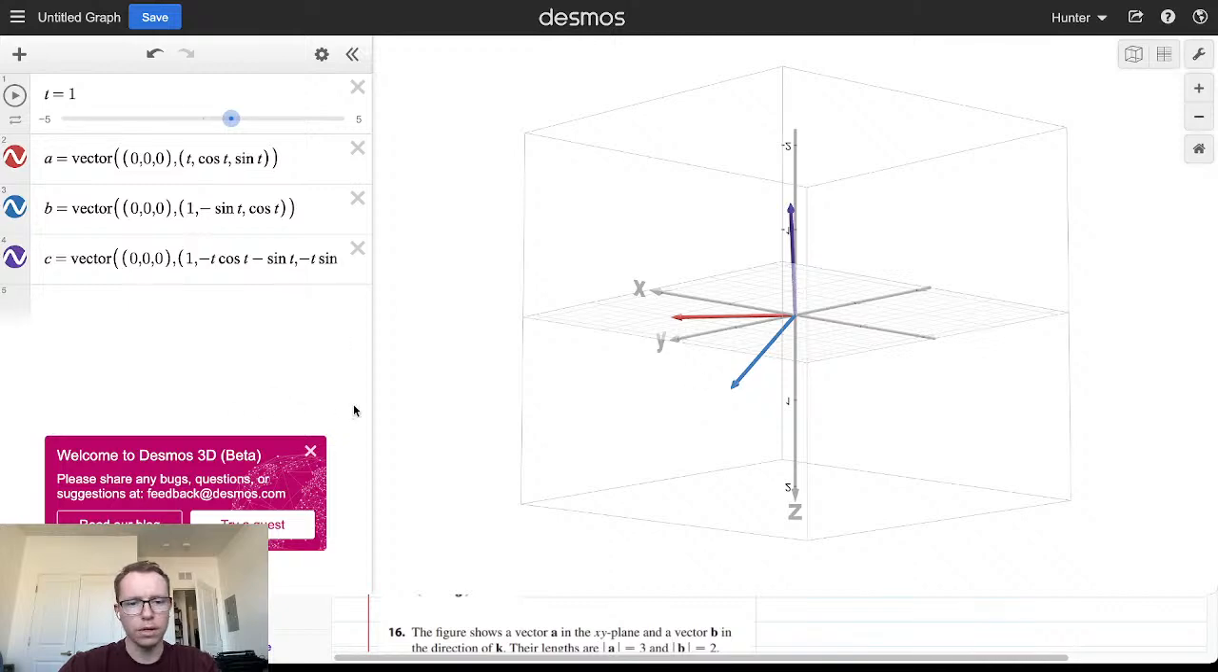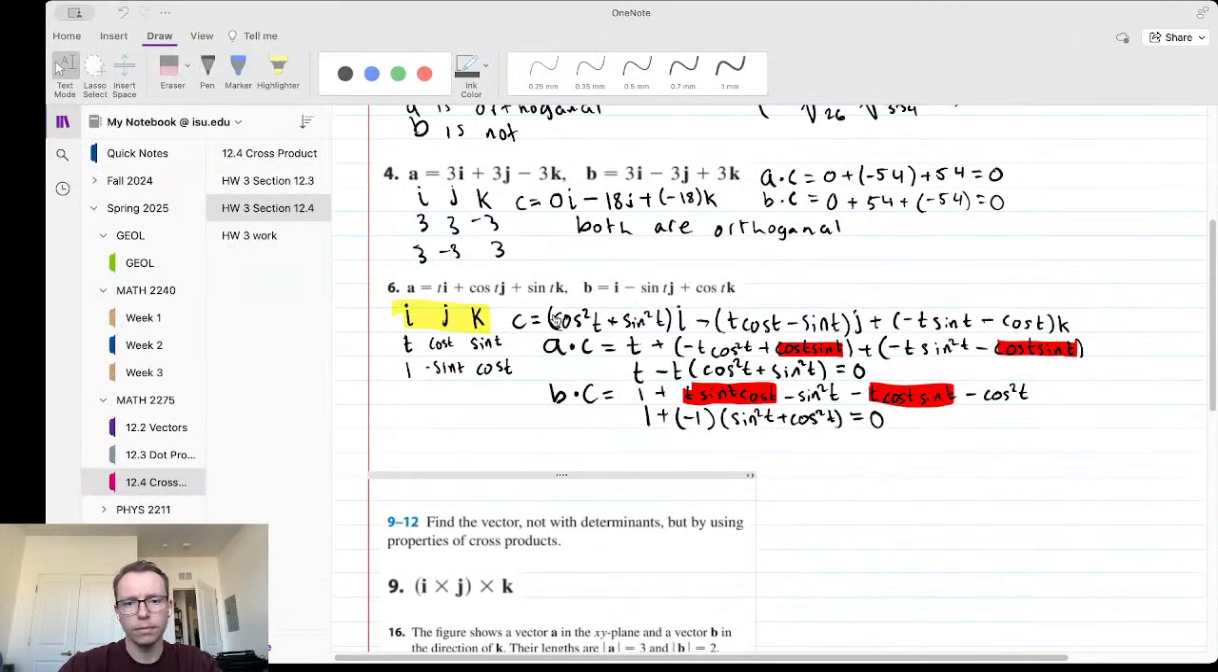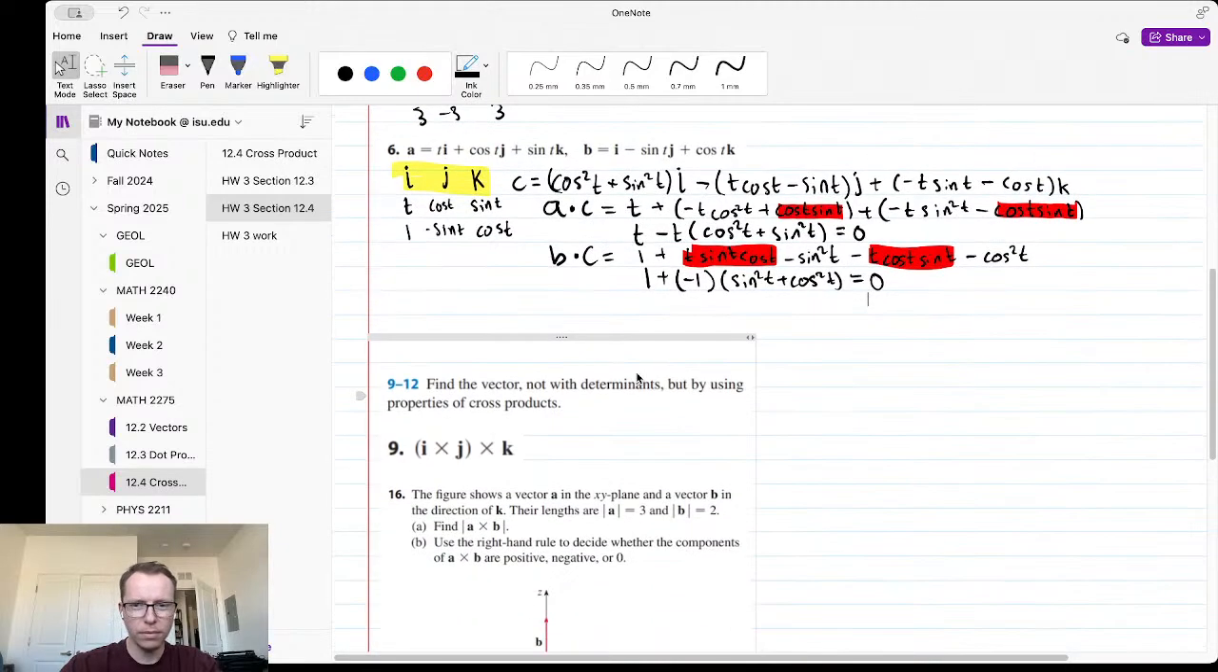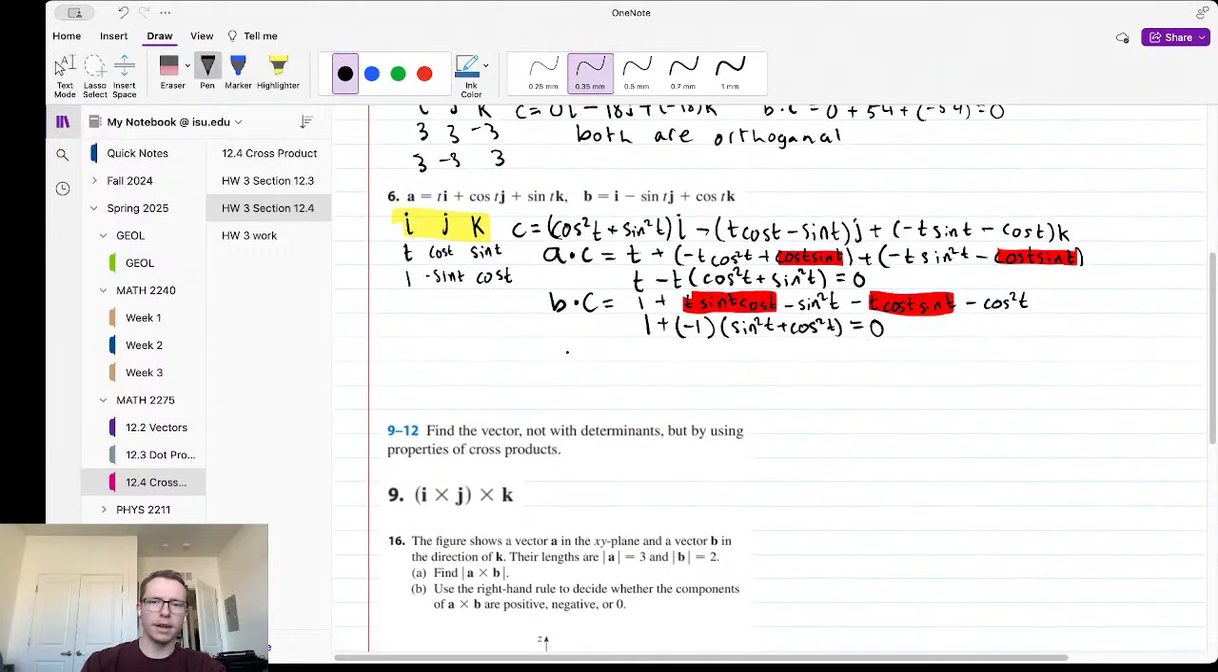So I'm going to turn Desmos off. And since I proved that, I'm going to write it down. Both are orthogonal. Okay.